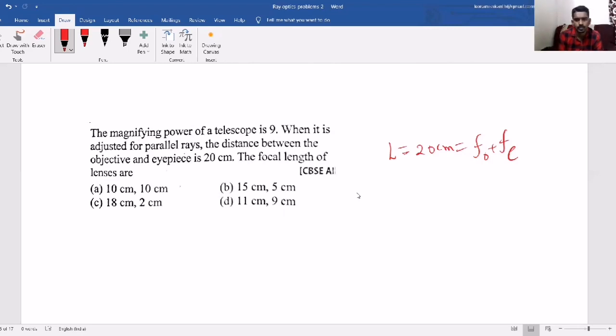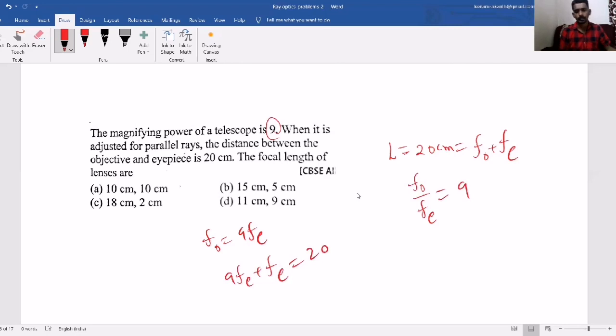Now they are asking for the focal length of the lens. In this situation, the magnification formula gives f naught by fe is 9. So f naught is 9 fe. Substitute in the equation f naught plus fe: 9 fe plus fe equals 20. So fe equals 20 by 10, that is 2. Then f naught becomes 9 fe, and 9 twos are 18. So what should the answer be?